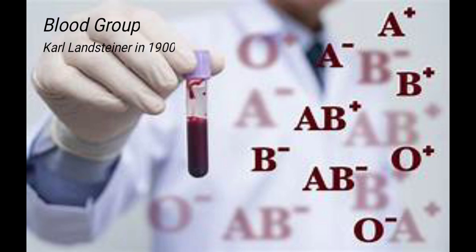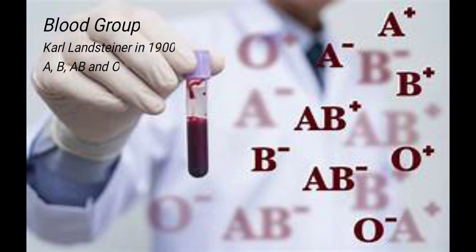The plasma of the blood contains antibodies which attack the foreign red blood cell antigens, but not their own red blood cell antigens. On the basis of the type of antigen present on the surface of the red blood cell, the human blood is classified into four groups, namely A, B, AB, and O.